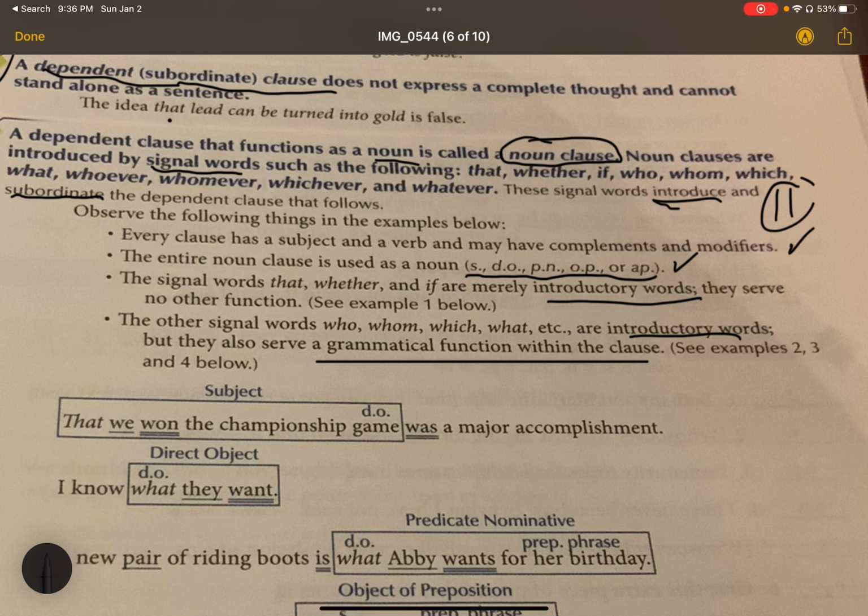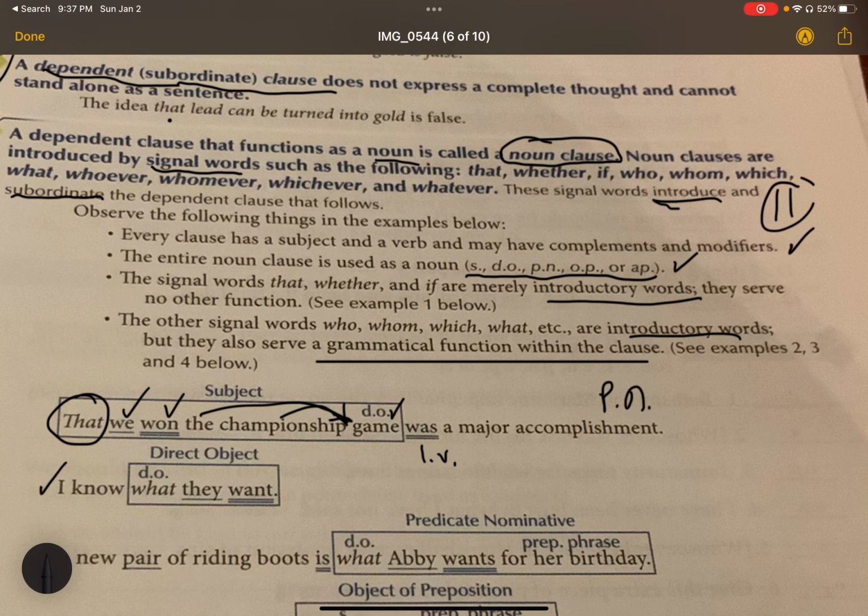So that we won the championship game, you've got a subject, you've got a verb, you've got a direct object of the verb, you've got some modifiers for the direct object, and then you've got the introductory word. All that together acts as the subject of the sentence. Was is your linking verb, and accomplishment is your predicate nominative.